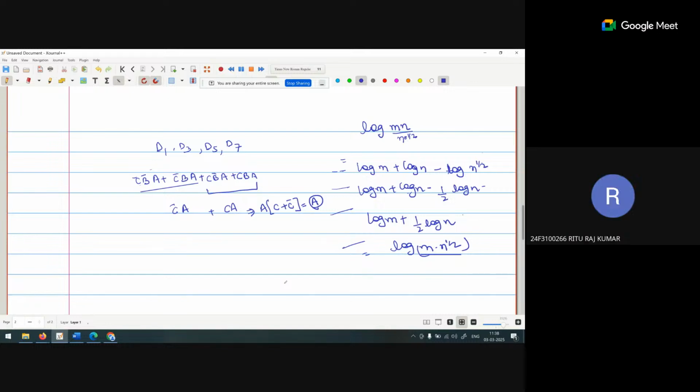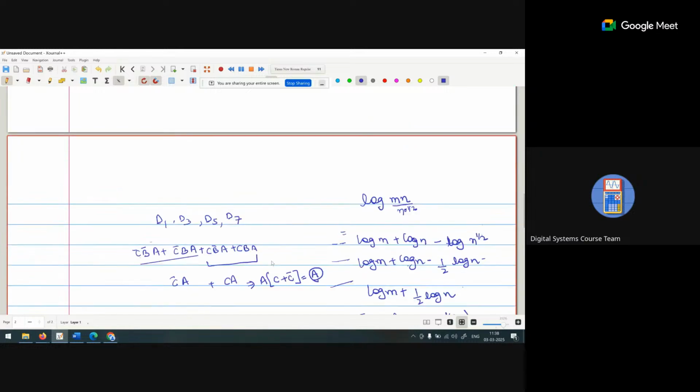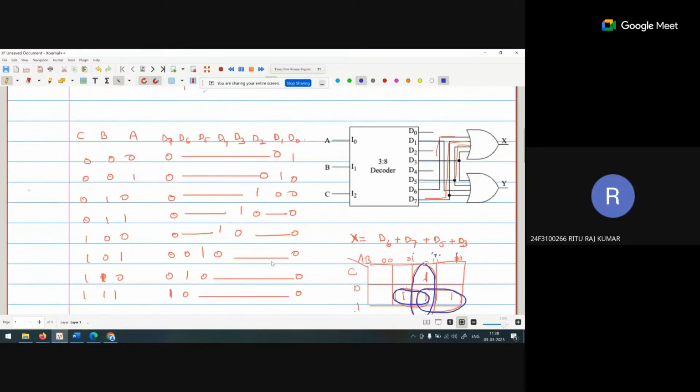Sir, I am writing down assuming that A is the most significant bit. Why? Because if you see in the question, A is connected at the I node pin and C is connected at the I2 pin.